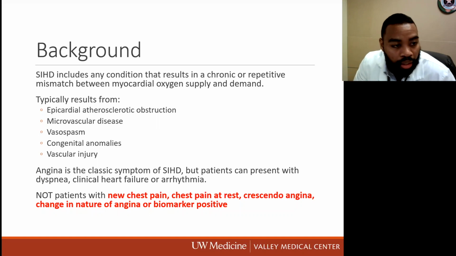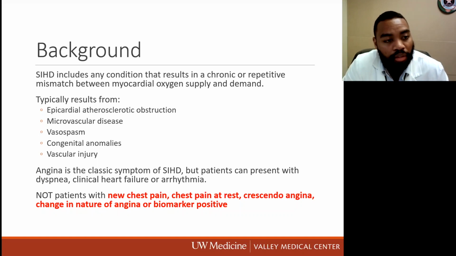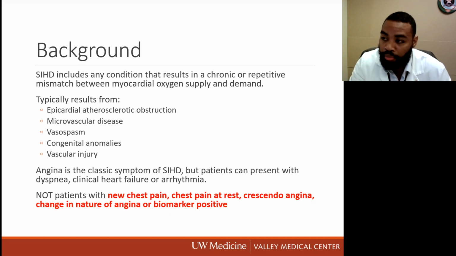So for background, stable ischemic heart disease basically includes all conditions that result in a chronic or repetitive mismatch between myocardial oxygen supply and demand. So this is the basic pathophysiologic level. Typically, whenever we think of oxygen supply and demand, we think of epicardial coronary ischemia, and that remains the dominant presentation for these patients.